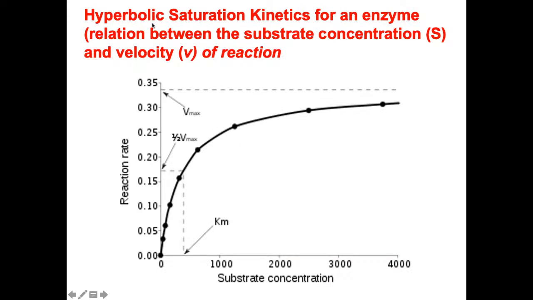According to that, this is a hyperbolic saturation kinetics for an enzyme, showing the relation between the substrate concentration and velocity of reaction. The rate of reaction is on the y-axis, and on the x-axis the substrate concentration. On the x-axis you have Km, and on the y-axis half Vmax is present. That is your half rate of reaction, Vmax, and the maximum is the Vmax on the top, at which the saturation point is attached. So this is the constant, the Michaelis constant, and so on.